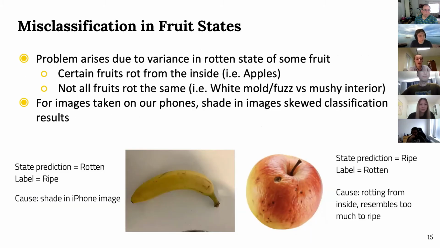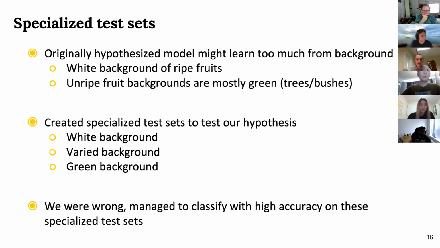Another qualitative result relates to the state prediction. We believe that the model is sometimes confused when trying to predict the rotten class, as the stages of a fruit rotting are numerous, and additionally, the rotting of some fruits is not as apparent as others. For example, some fruits rot from the inside versus others grow white mold. This could be avoided during the data collection phase by picking photos that are truly rotten and do not resemble the ripe class. We also observed that when taking images with our phones in a shady setting, the model incorrectly classifies the fruit as rotten.